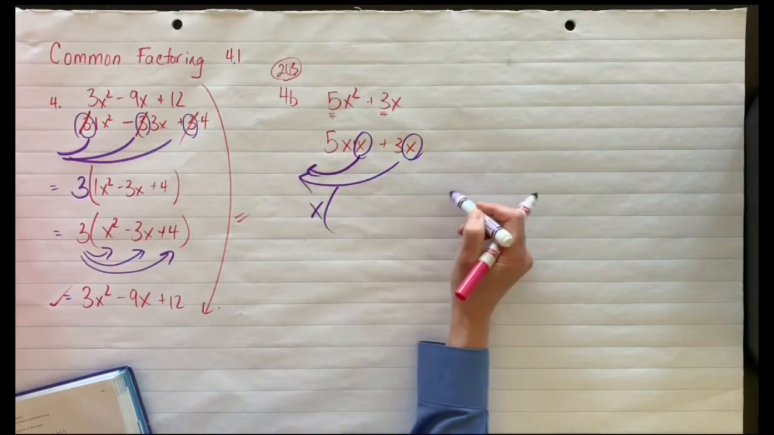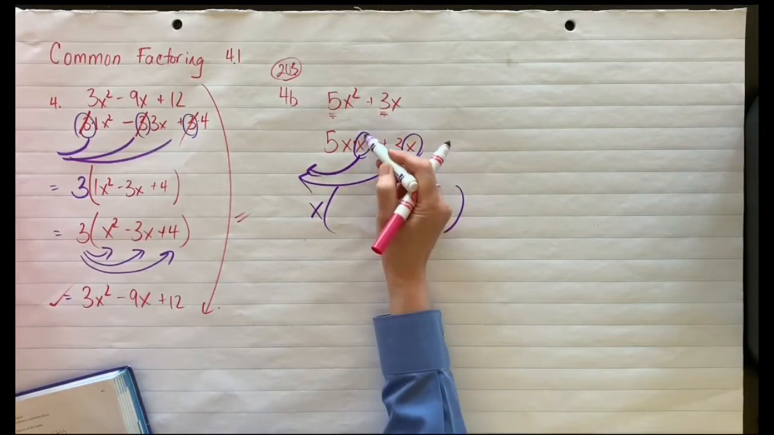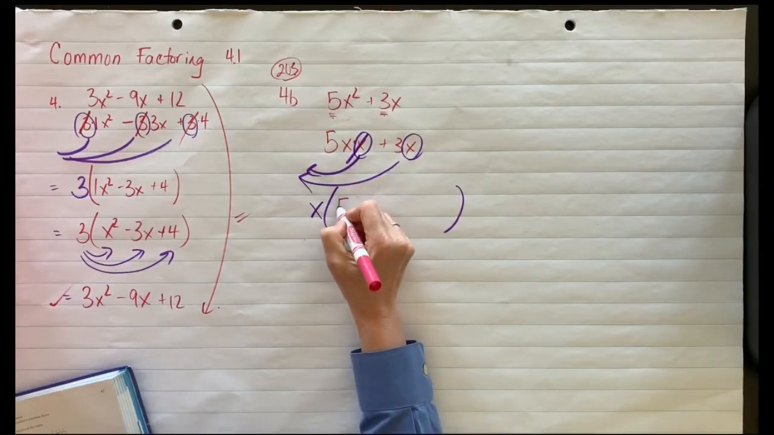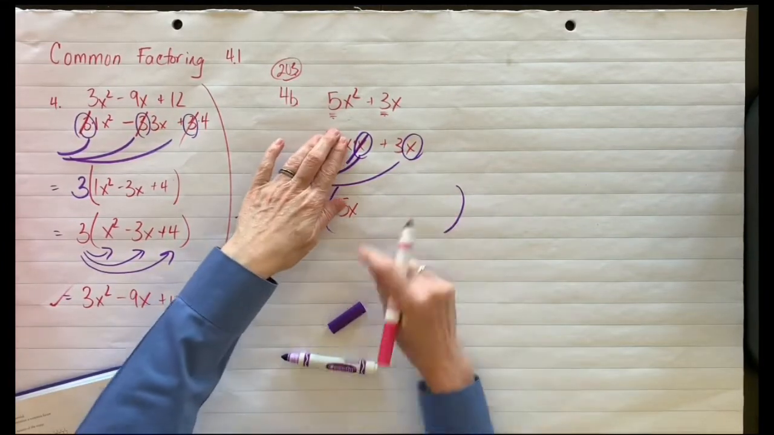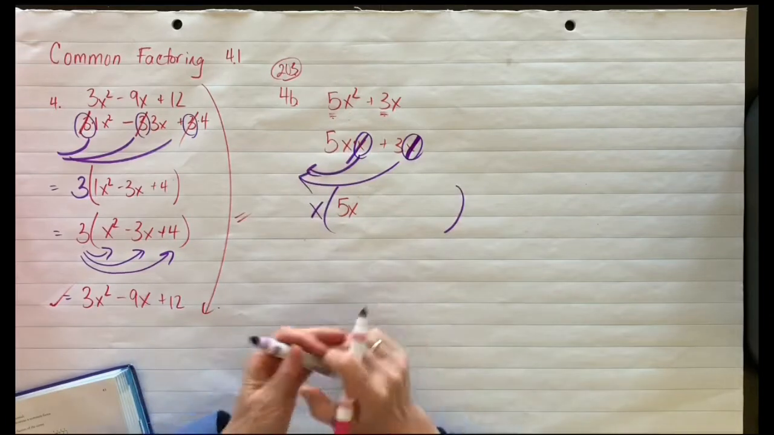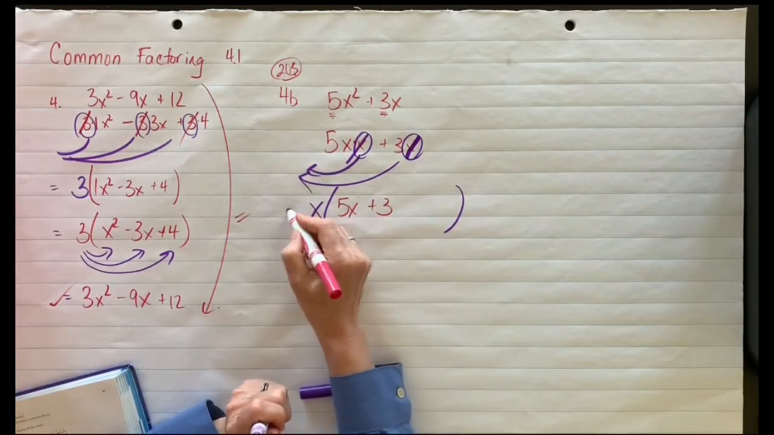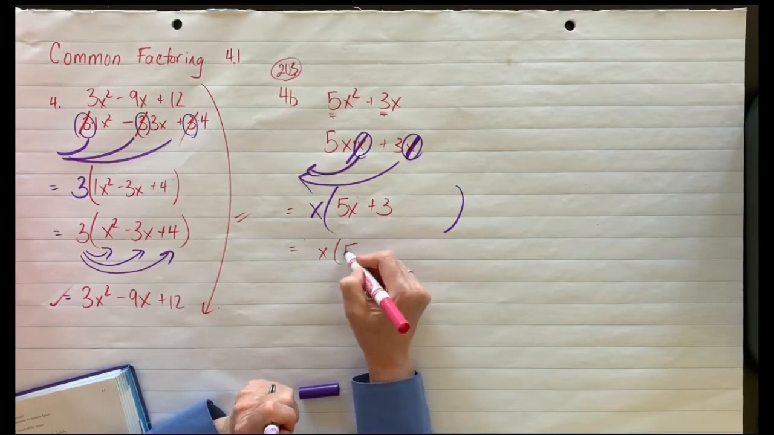And when I pull that x out in front, what am I left with? I'm left with 5x plus 3. So my answer for that is x(5x plus 3).